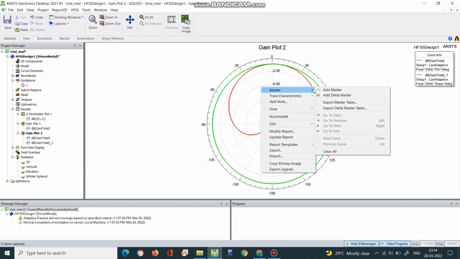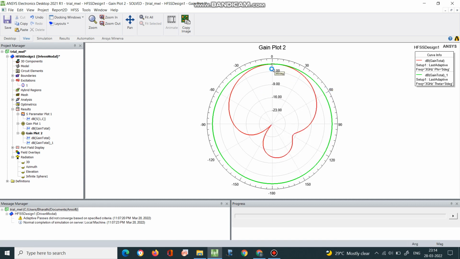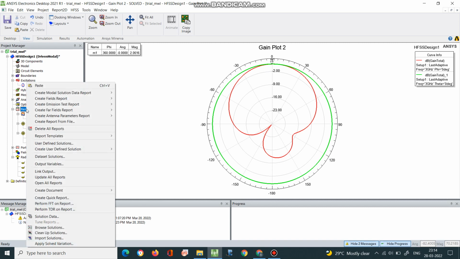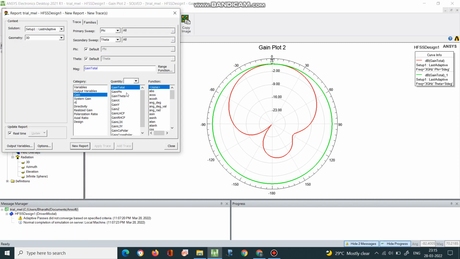Here also you can add a marker to read the top value. What's the gain? We get a gain nearer to 2 dB. Another thing we can see here is results, create far fields report. Go to the 3D radiation pattern, 3D polar plot. Again, same thing, gain in dB.